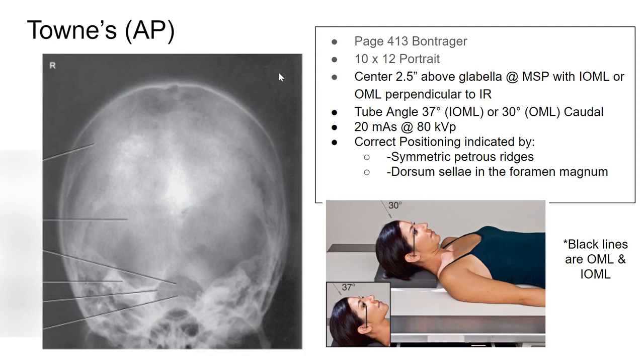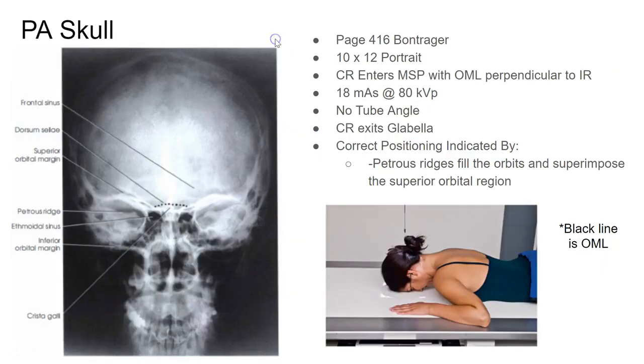Let's look at our next projection. It is a PA skull. So notice the patient is now prone. This is found on page 416 in Bontrager. You're still using a 10 by 12 portrait. This time you want to make sure OML is perpendicular to the image receptor.